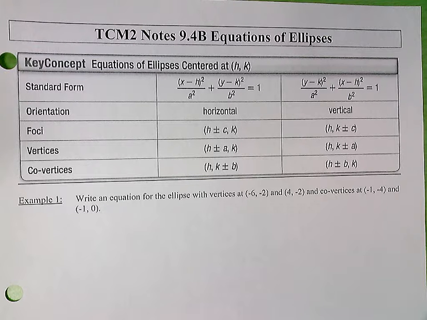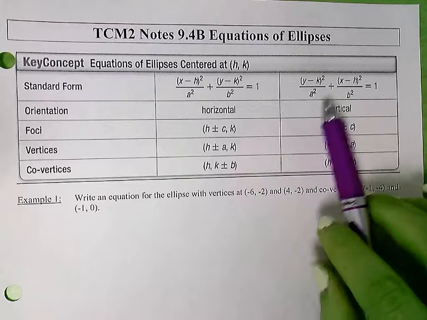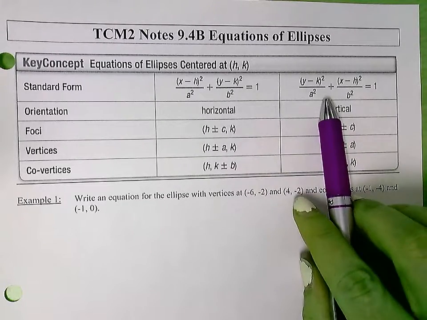Okay, today I want to continue writing the equation of an ellipse. Again, I just have two examples on your note sheet, and we're using this chart that we started on Tuesday as well. So again, you have your two separate types of standard form.